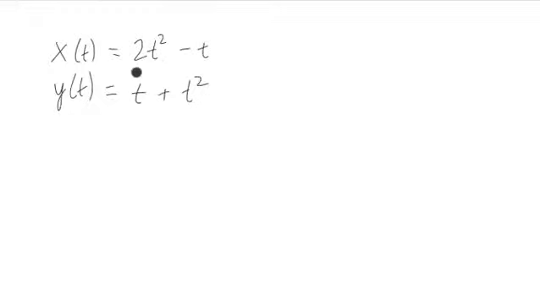Let's discuss, given the parametric representation of a function, x of t, y of t, is equal to, say, 2t squared minus t, and maybe y of t is equal to t plus t squared, just something simple like this. X of t is this, y of t is that. And maybe perhaps we have a question. When t is equal to 1, what is the slope?